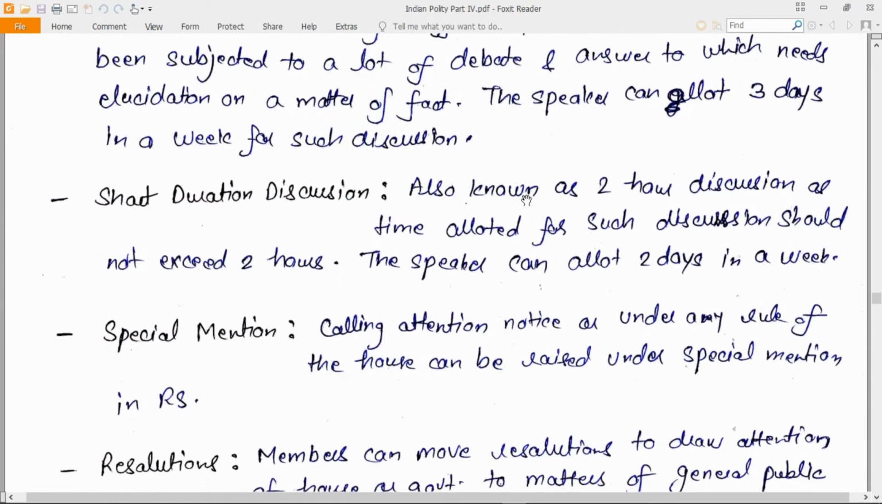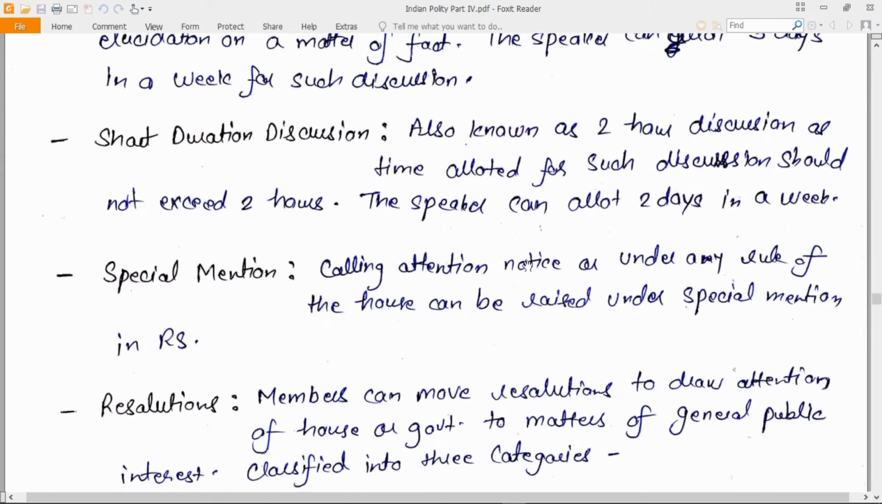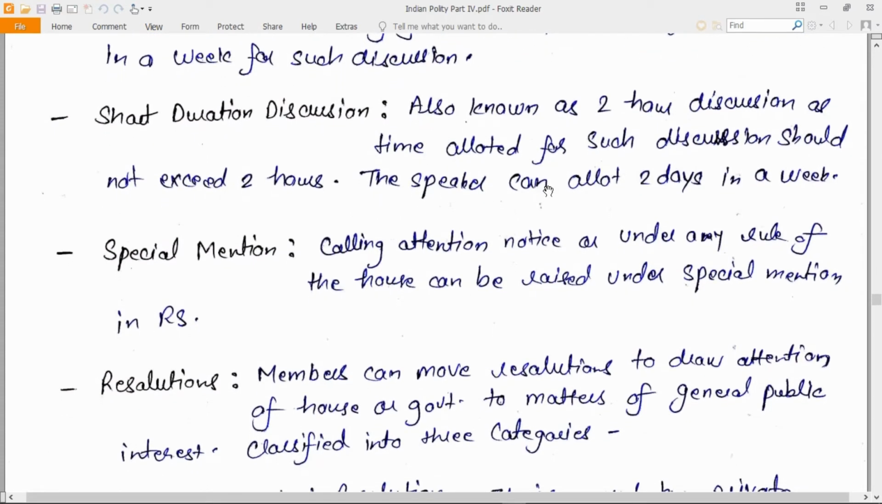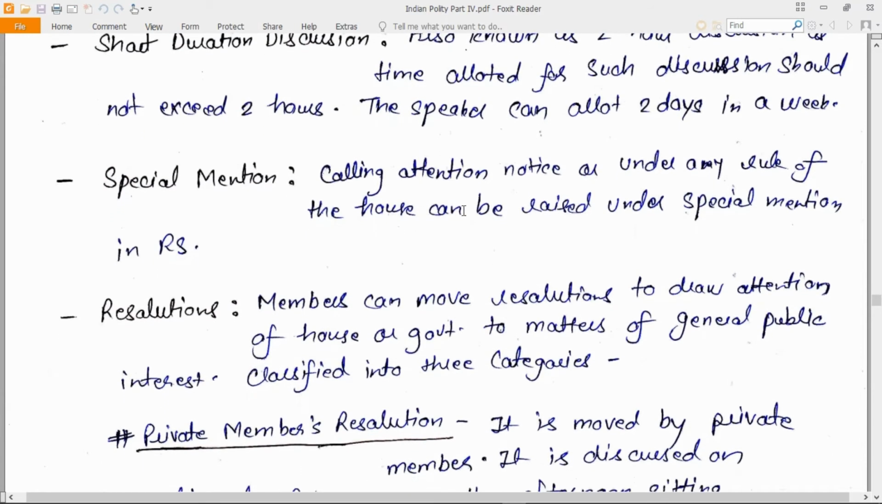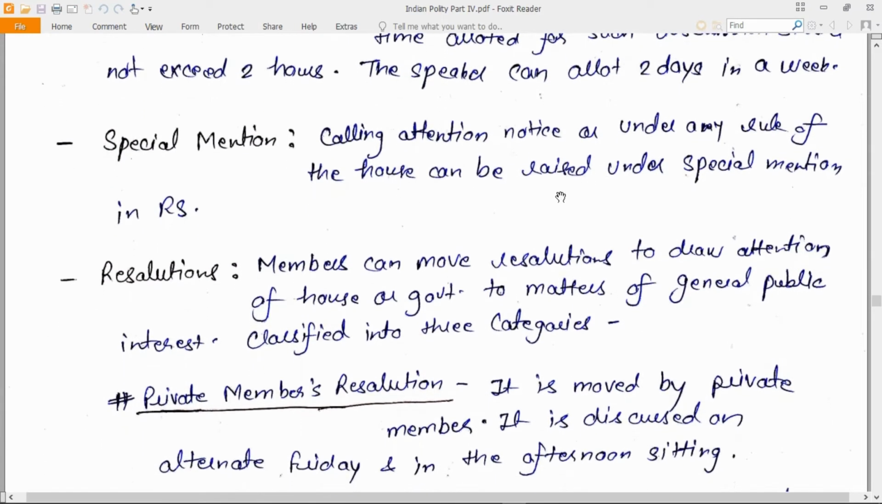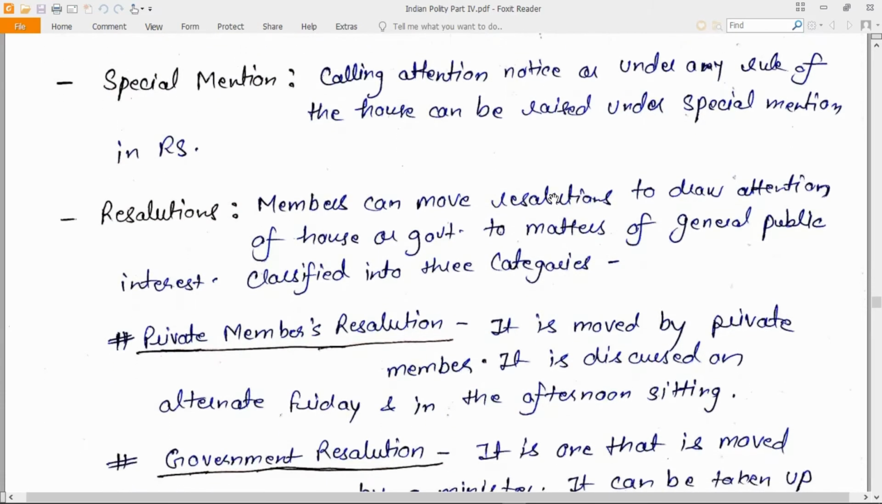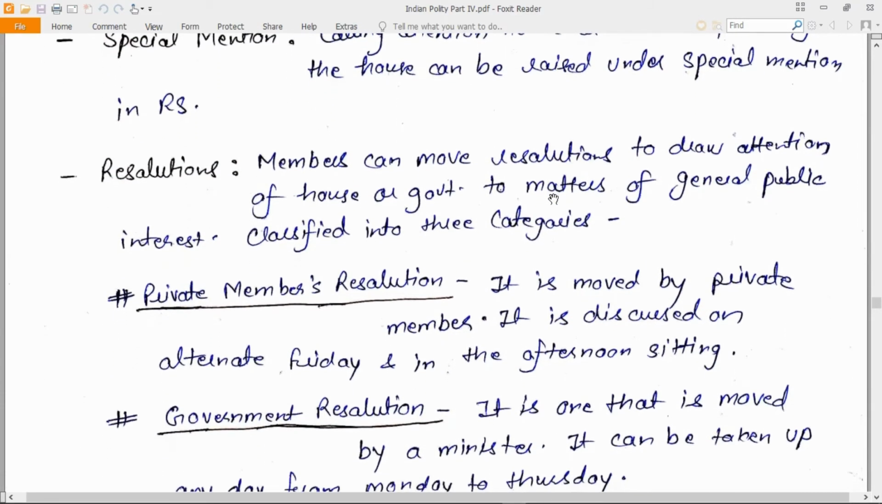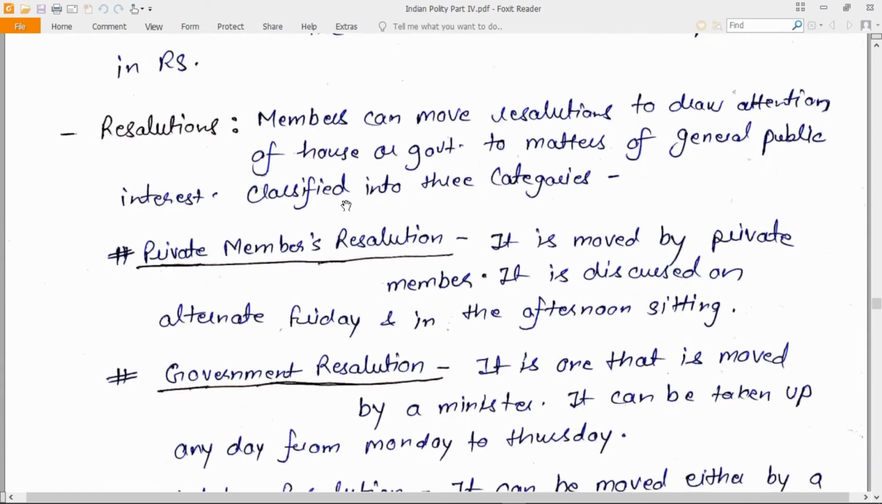Now, short duration discussion, also known as 2-hour discussion, as the time allotted for such discussion should not exceed 2 hours. The speaker can allot 2 days in a week. Special mention. A calling attention notice or a matter under any rule of the House can be raised under special mention in Rajya Sabha. Resolutions. Members can move resolutions to draw attention of the House or government to matters of general public interest.